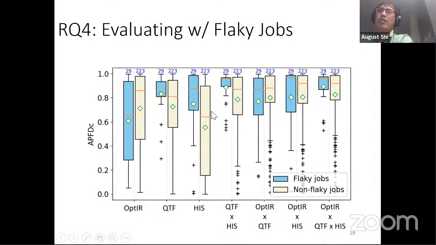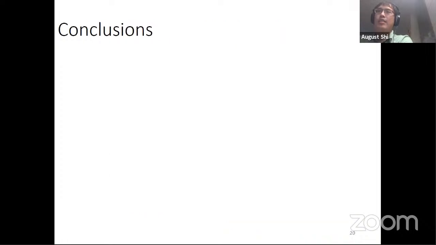So we see some cases where, like for historical, based purely on the failure frequency, the flaky test jobs seem to be better in terms of APFDC score, but much lower when we consider only the non-flaky ones. So it's having an effect here. But for the hybrid techniques, we see that they're a bit more similar between flaky and non-flaky, and they also remain rather high there. So they're, I guess, more robust to flakiness.